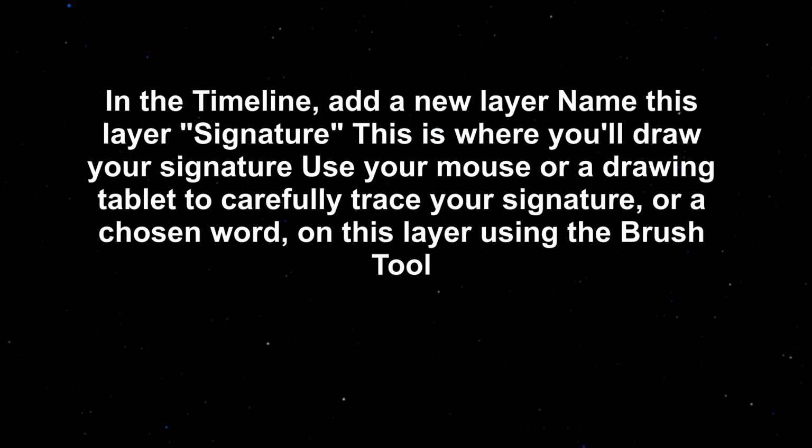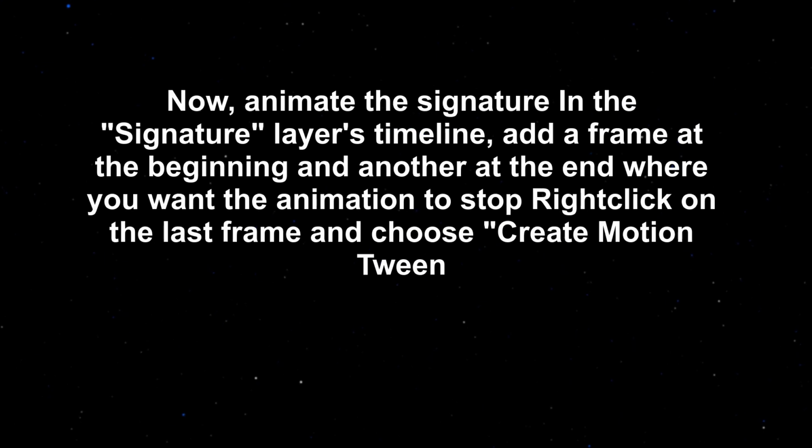In the timeline, add a new layer. Name this layer Signature. This is where you'll draw your signature. Use your mouse or a drawing tablet to carefully trace your signature or a chosen word on this layer using the brush tool. Now, animate the signature.